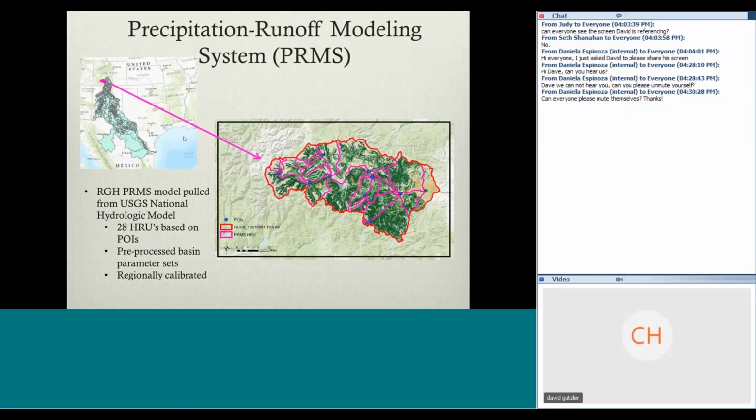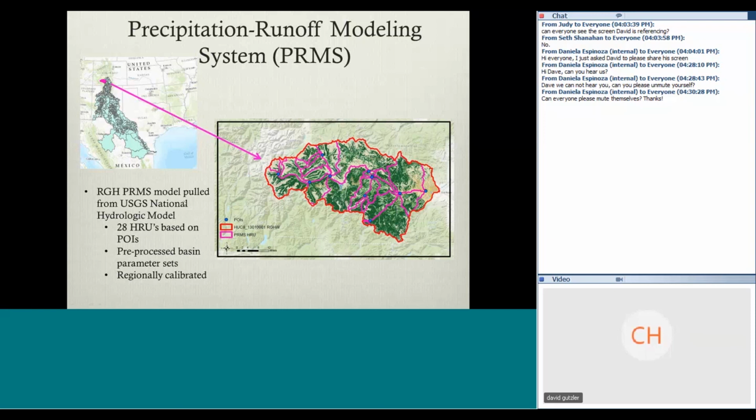So for this, focusing in on the Rio Grande Headwaters, we have the Rio Grande Headwaters PRMS model, which is made up of 28 hydrologic response units. These are shown in pink. And these are based on points of interest within the basin, such as gauges, like the Del Norte gauge, major confluences, and then also elevation. So you see some higher elevation HRUs in the high elevation regions of the model.